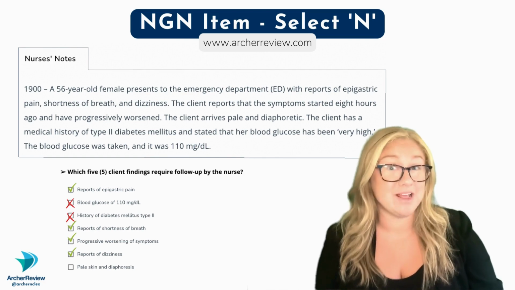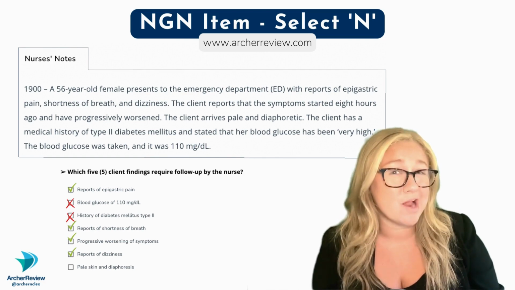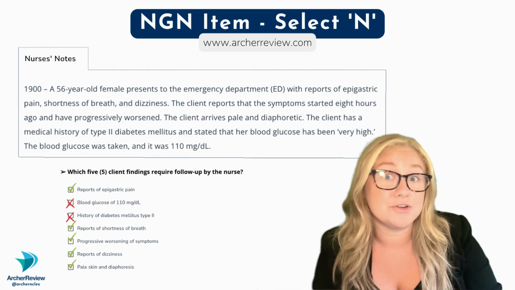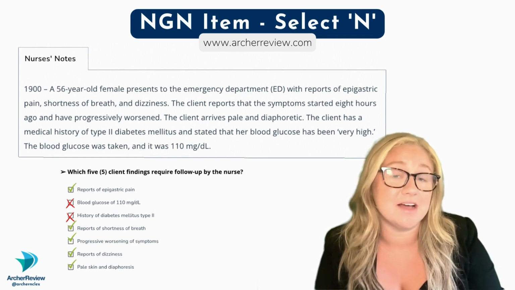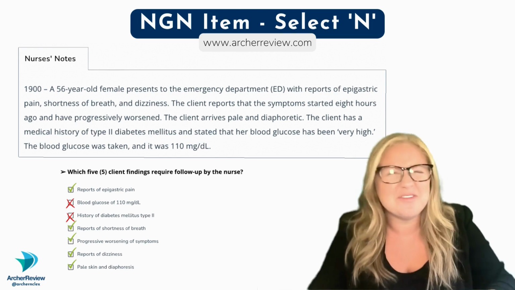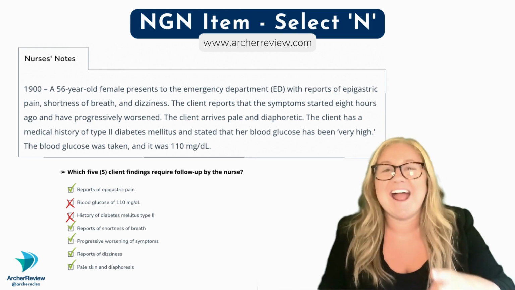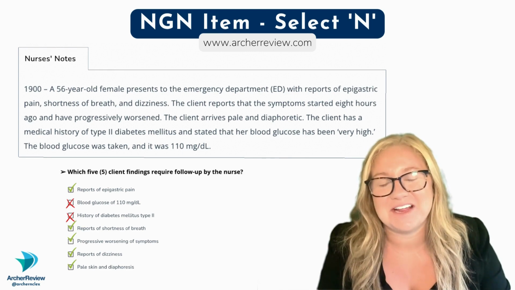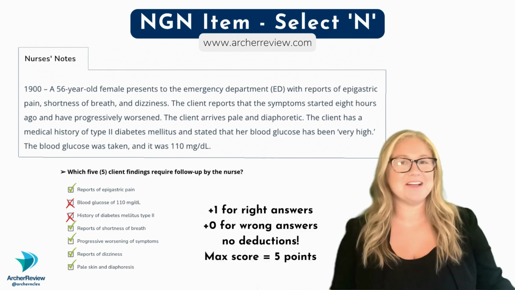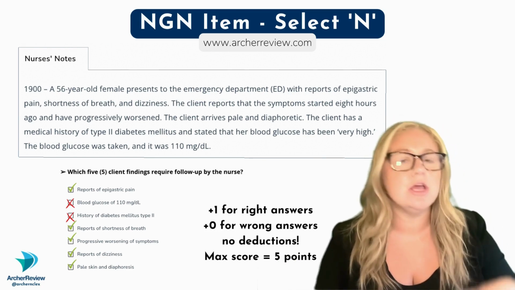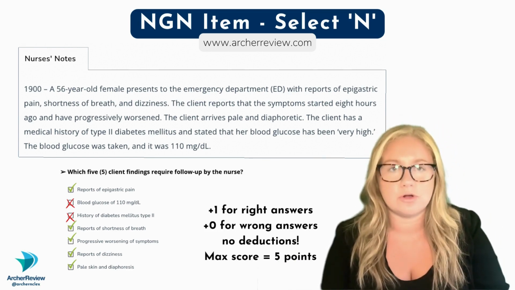Now, lastly, pale skin and diaphoresis, does that require follow-up? Well, you know it does because that falls under your C, under your ABCs of prioritization. But even if you didn't remember that, you know you have to pick 5 findings, and this is your 5th client finding requiring follow-up. So there you go. Same kind of strategy as a SATA question. Turn them all into true or false questions.